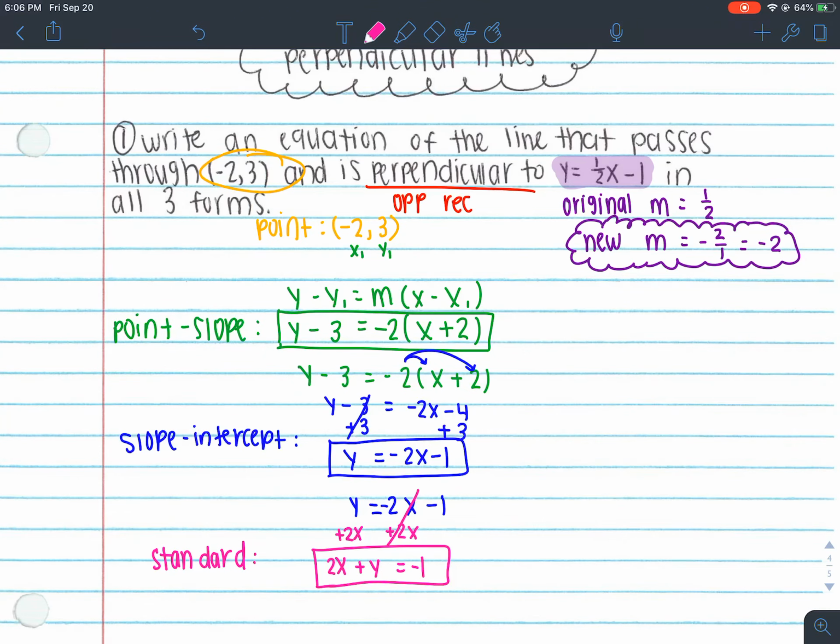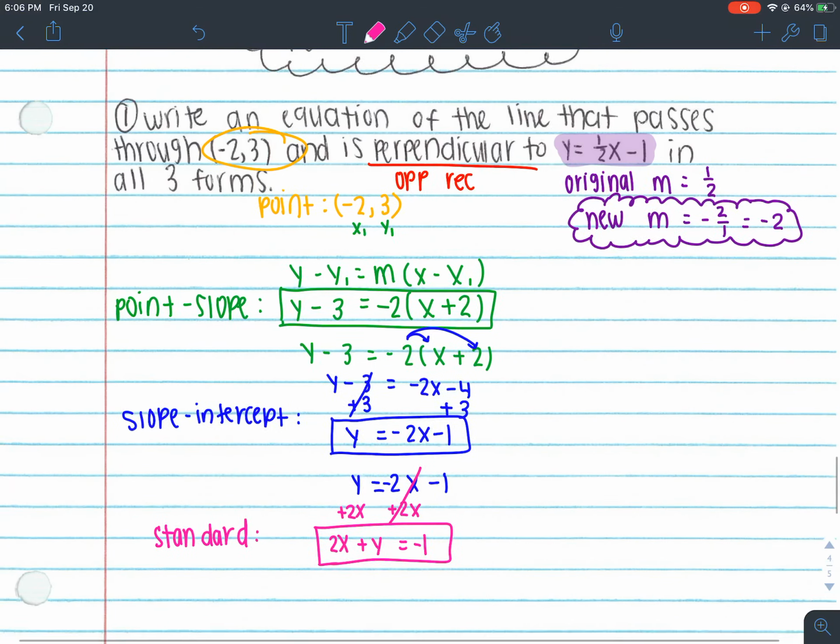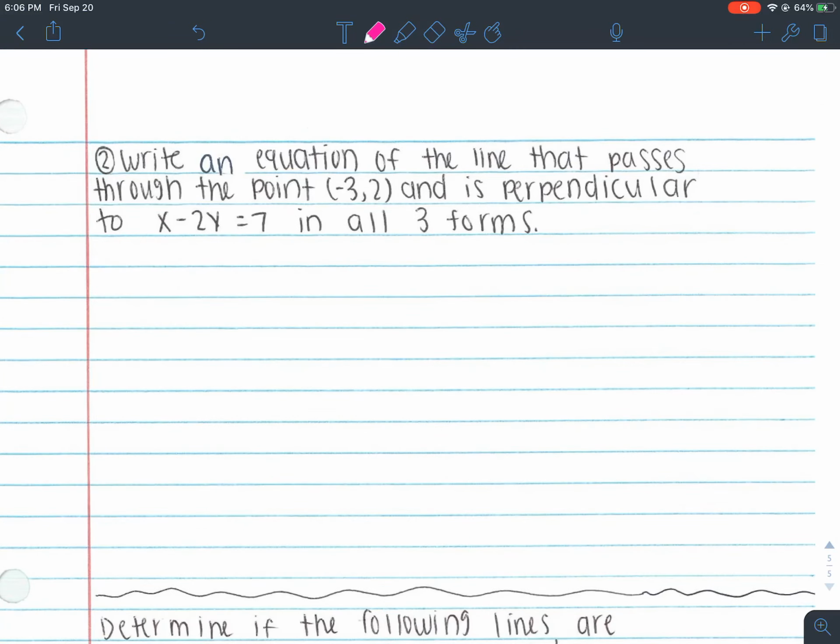I know I'm sounding like a broken record, but perpendicular and parallel lines are just something that we struggle with, and I'm just trying to make sure you understand what we're doing. Don't use the old slope, use the opposite reciprocal. All right, so moving on. Number 2 is the same thing.